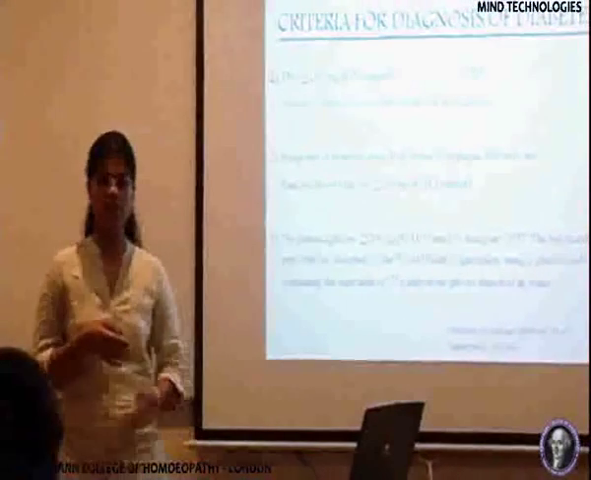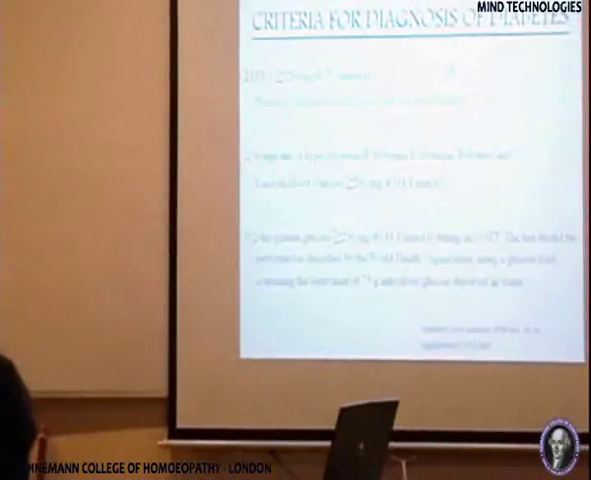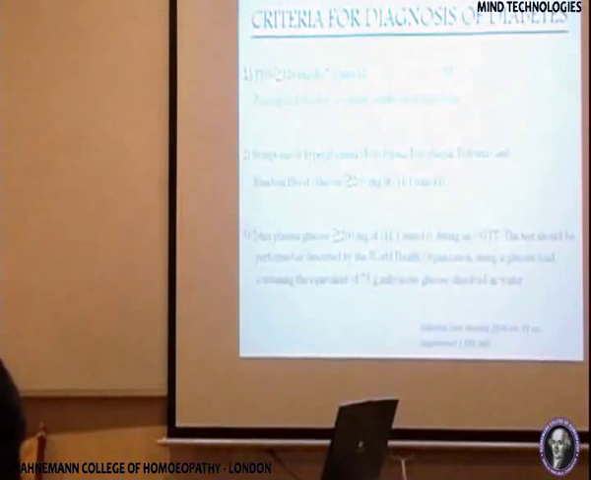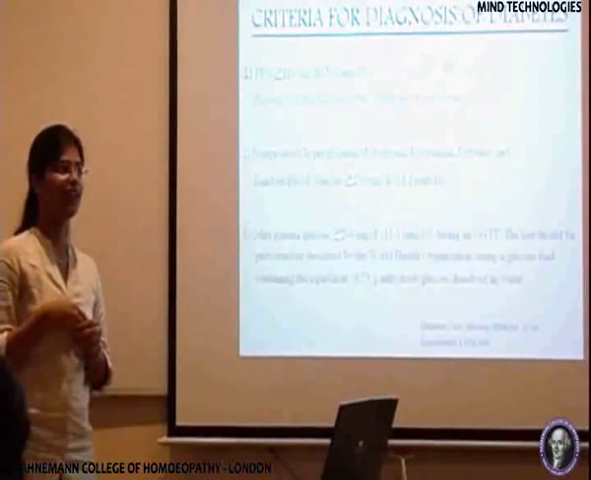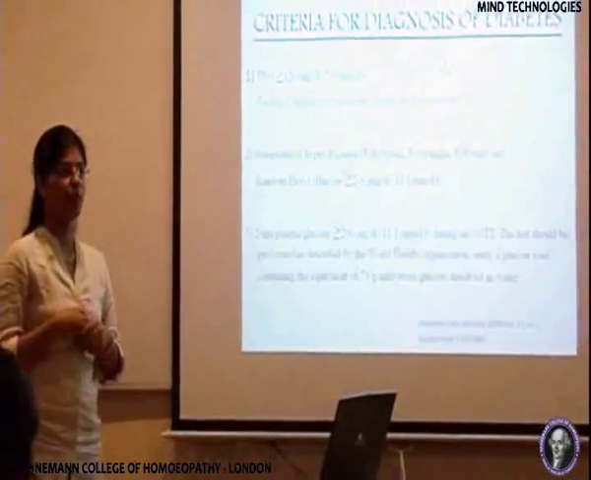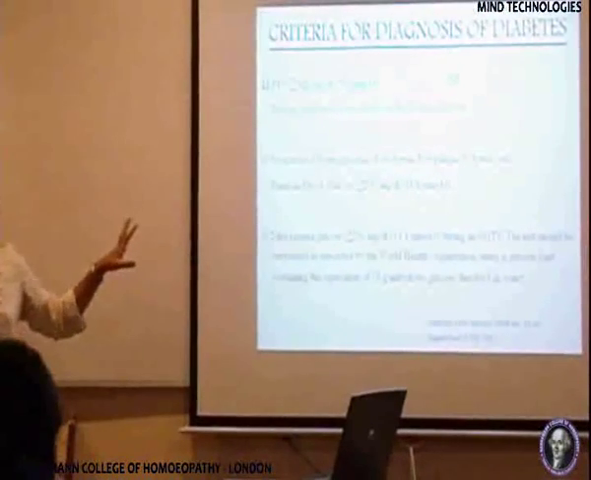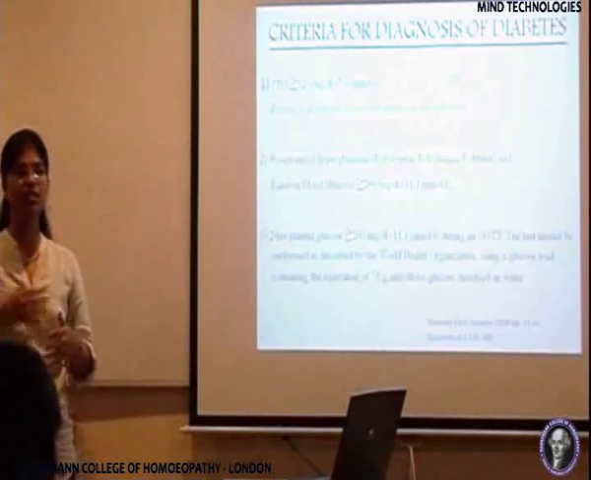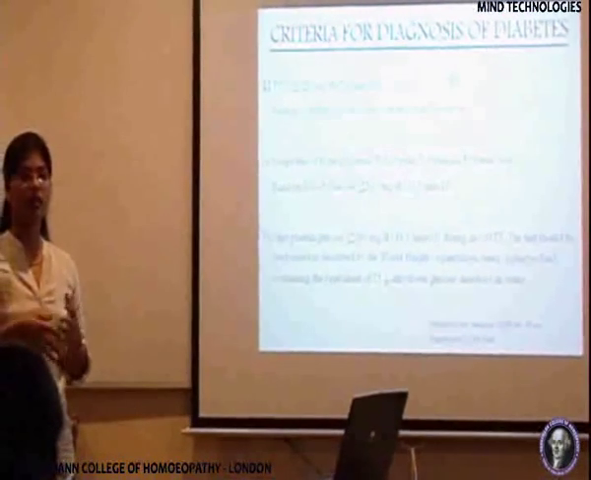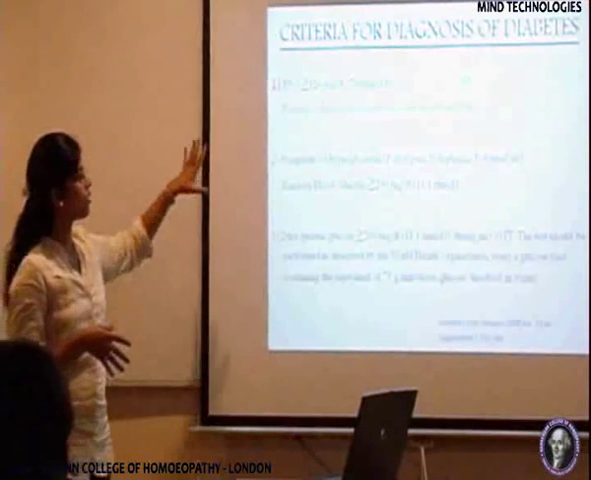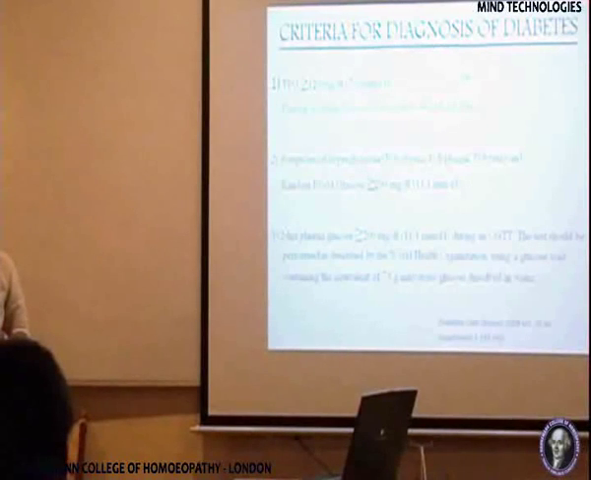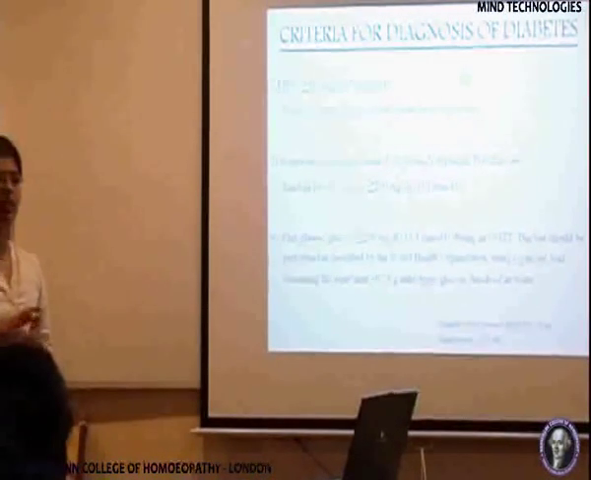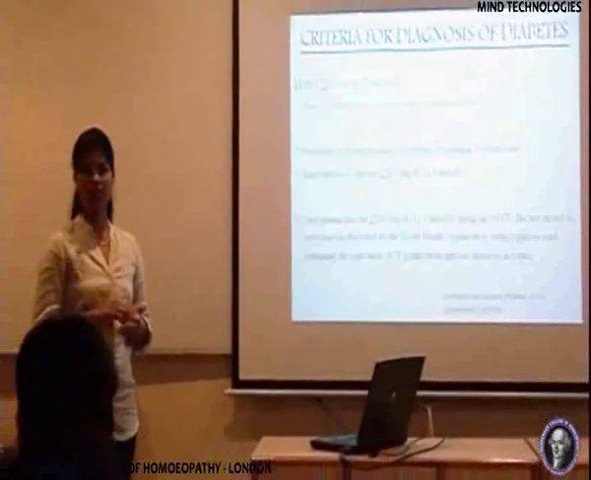Okay, criteria for diagnosis of diabetes. Which is the most important criteria for diagnosis of diabetes? There are 2-3 listed out here, but which is the most important one? Polyuria? Those are the symptoms. I'm talking about the diagnostic criteria, which is the most important one among these 3. The sugar level, fasting and post. Yes, fasting is the most important criteria for the diagnosis of diabetes.